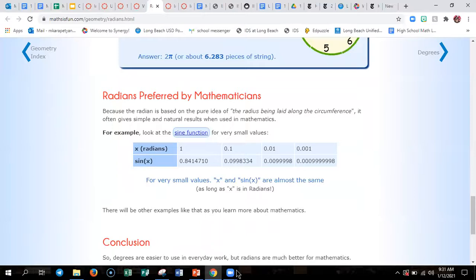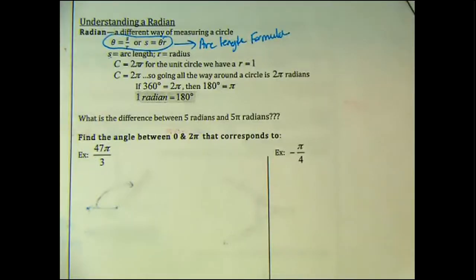So radians are how many times your radius goes around your circumference, right? So it's important to understand the importance of radius.